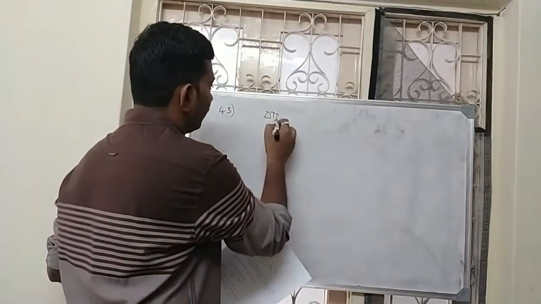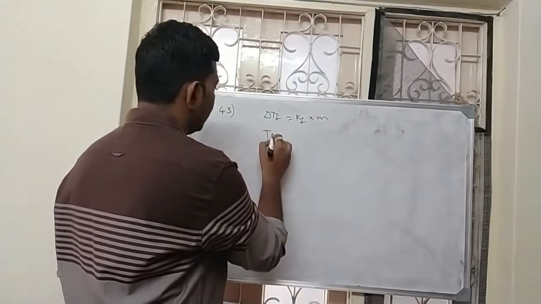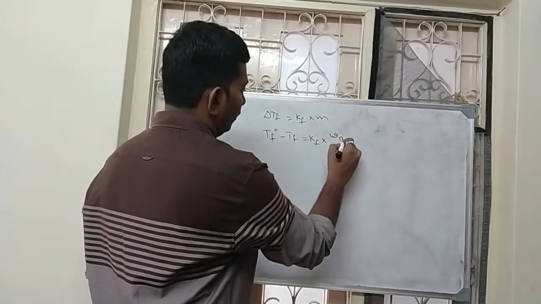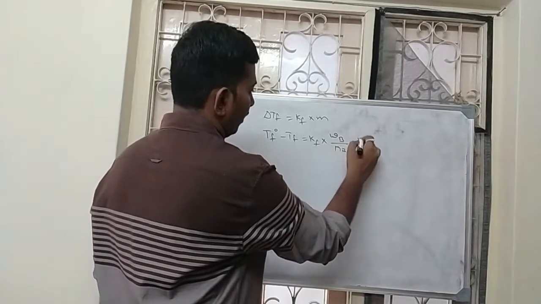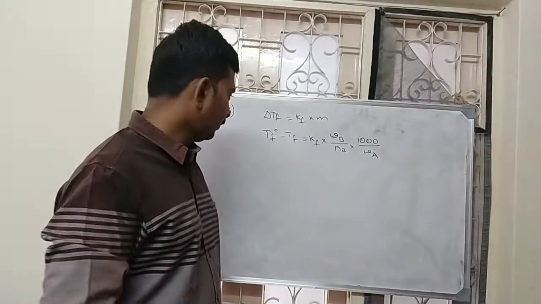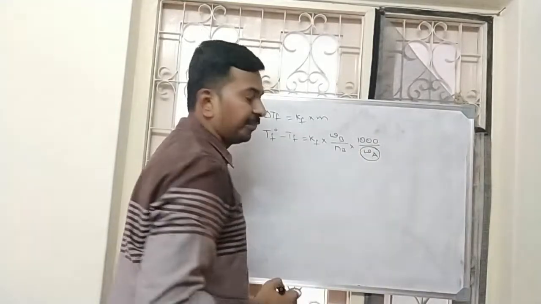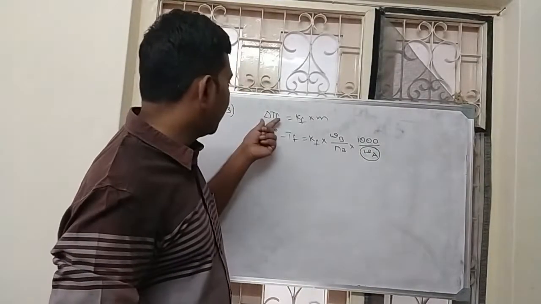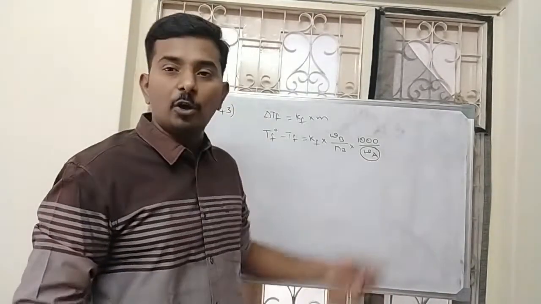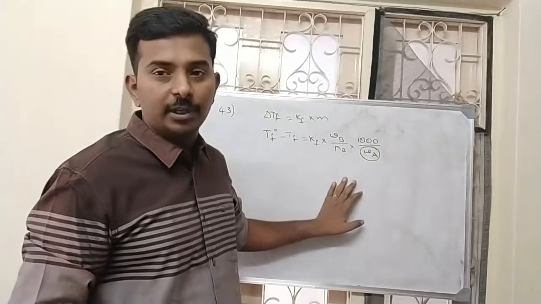So delta Tf is equal to Kf into molality. Delta Tf is Tf naught minus Tf, which is equal to Kf into mass of solute by molar mass of solute into 1000 by mass of solvent. First let us calculate how much amount of water is present for the given delta Tf value. That means when freezing is taking place, let us calculate how much amount of water is finally left. So after freezing, whatever is the water left out here, right?